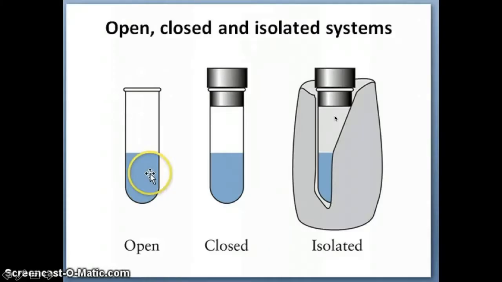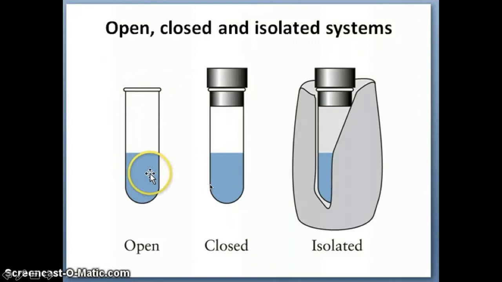There are three kinds of system. The first we call open system. Open system is where the object will directly interact with the surrounding. You know, there is no cover on this test tube.